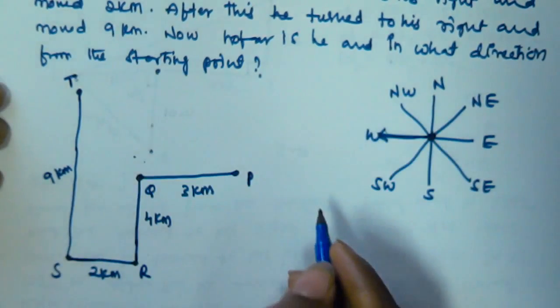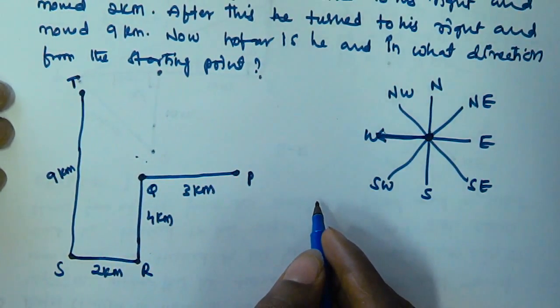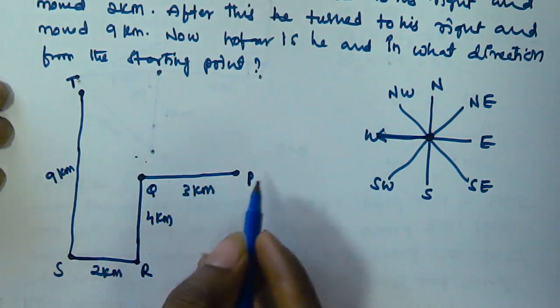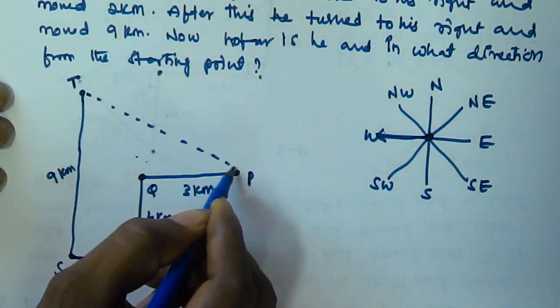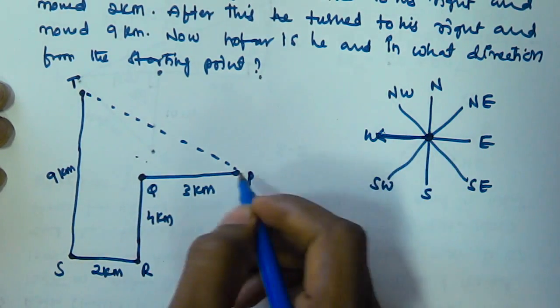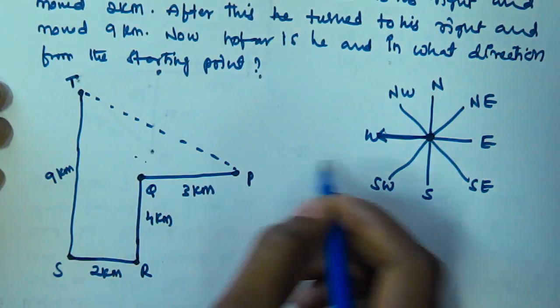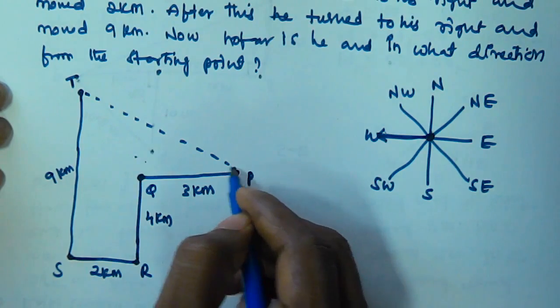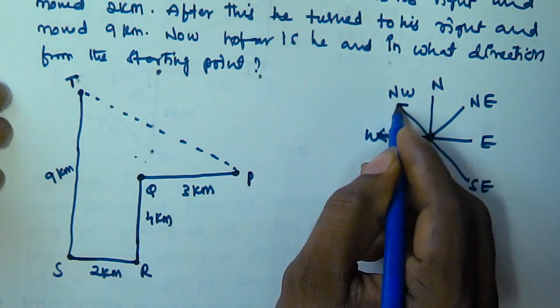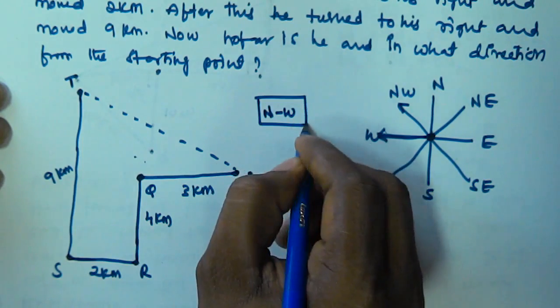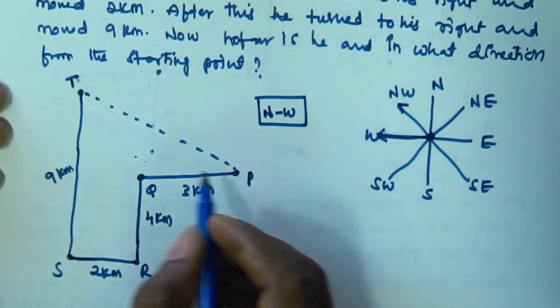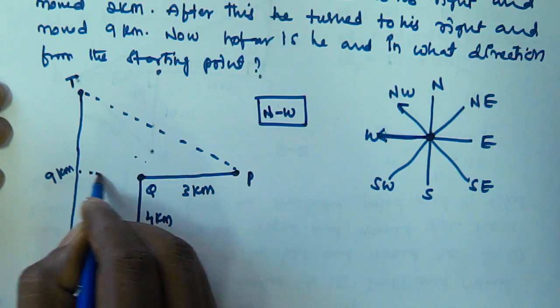So now we have to find the distance from the starting point, and in which direction. If you see the direction, he is in which direction? Northwest. This is the starting point and he is moving in this direction. So he is in the direction of the northwest. Now we have to find the distance he traveled. So for that we have to find this distance.